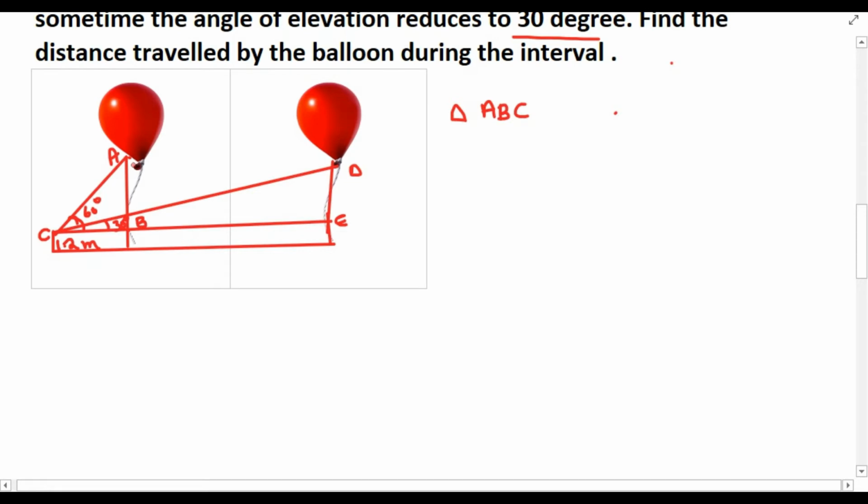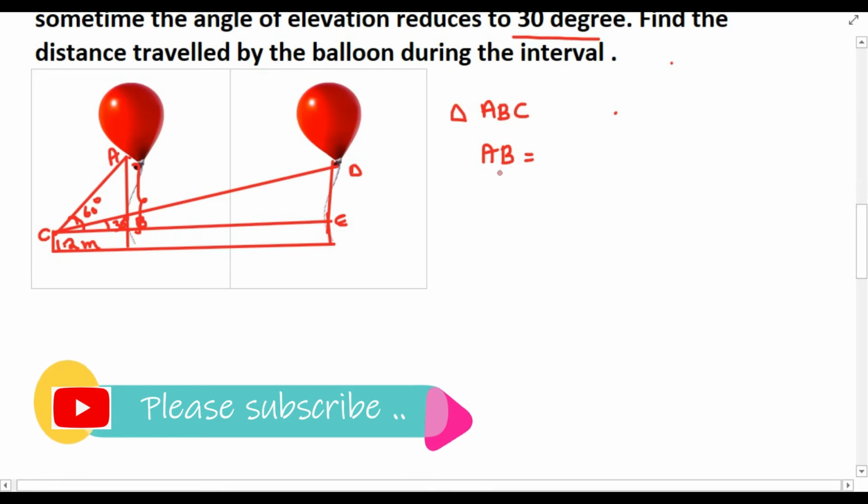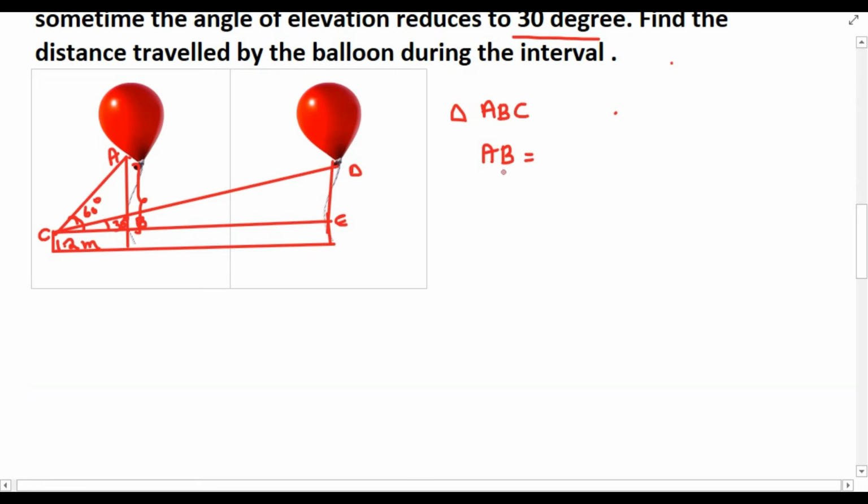Now what is the height AB? They have already given that the balloon is at a height of 88.2 meter from the ground. But AB will be, you need to subtract 1.2 meter, which is the height of the girl. So the AB height will be 88.2 minus 1.2, which is equal to 87 meter.